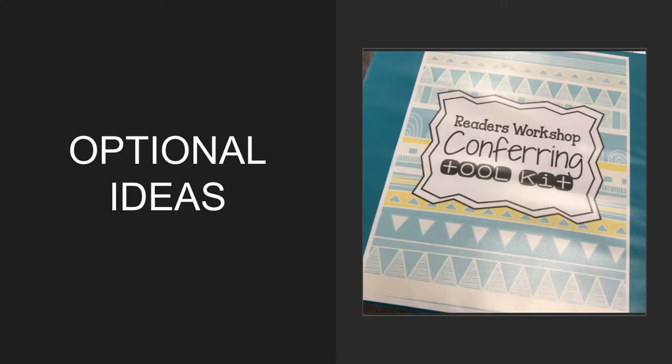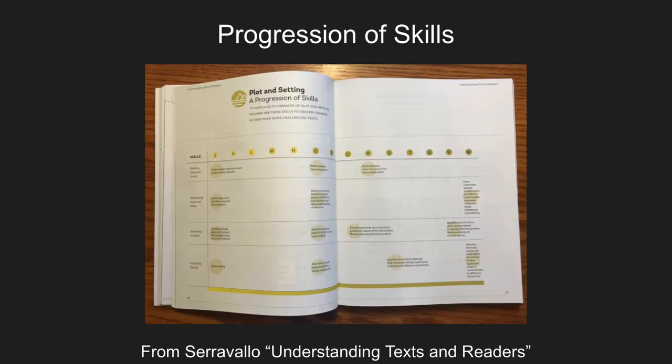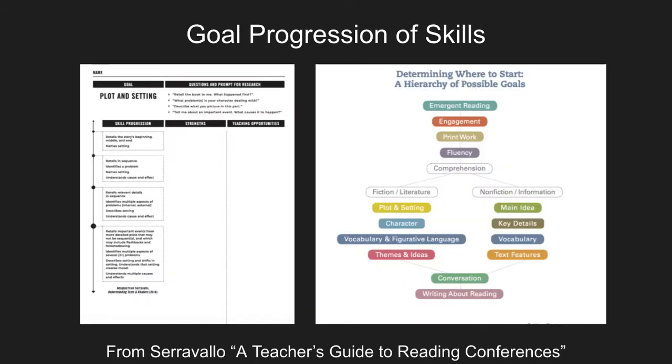Here are some optional ideas that I think are really fun and helpful. If you've really been enjoying Serravallo's Look Fors by Level, I have scanned them all in. I'm sure it's illegal, so let's just keep it on the down low. But if you'd like to download and print out the specific Look Fors by Level, they're in the notes section for fiction and nonfiction, as well as the progression of skills for fiction and nonfiction, as well as the goal progression of skills. This is from another book.